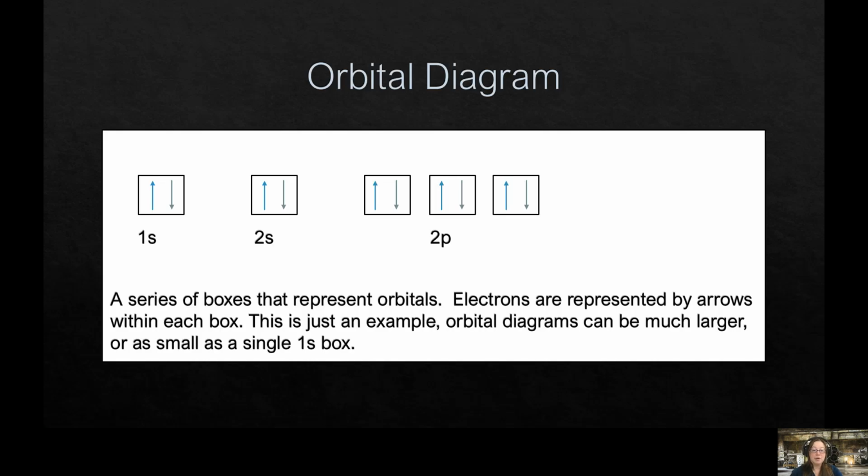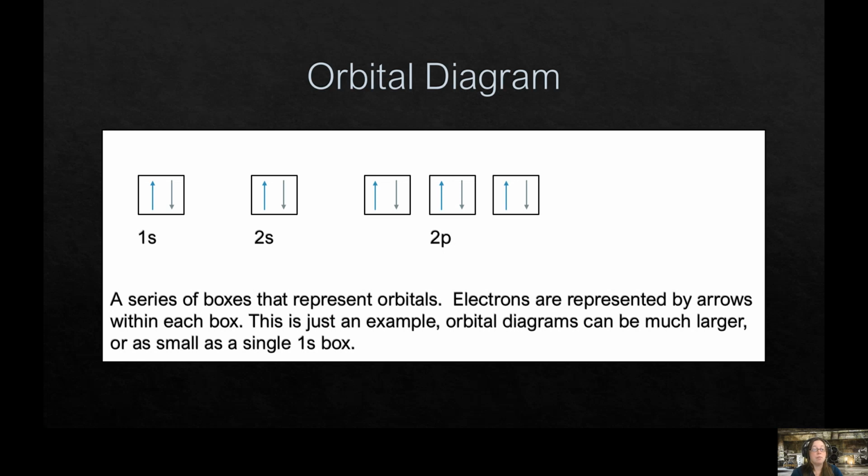So one of the most common ways to represent electron configuration is using an orbital diagram. An orbital diagram is a series of boxes that represent orbitals. Electrons are represented by arrows within each box. This is just an example. Orbital diagrams can be much larger or as small as that single 1s box.